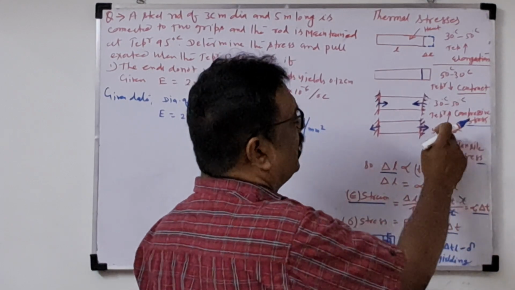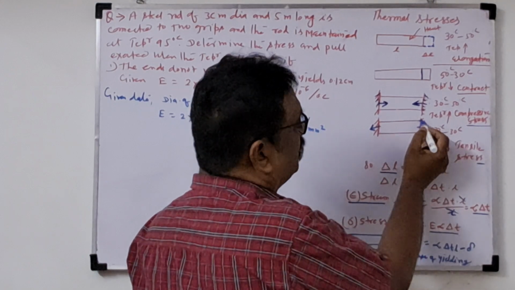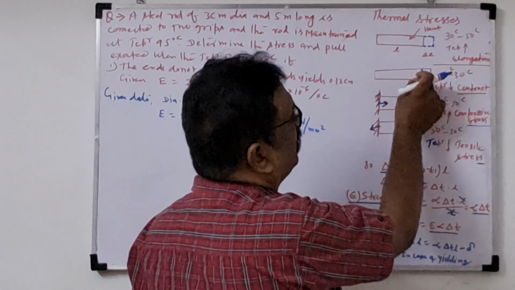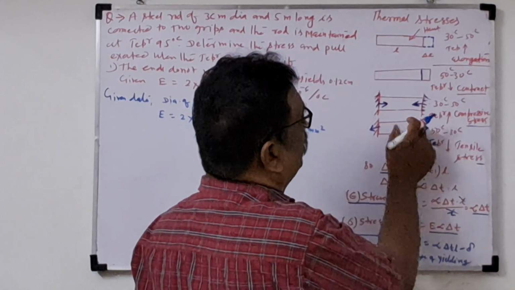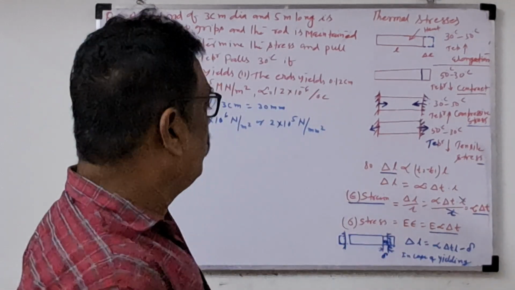But if the temperature again reduces from 50 to 30, that means this block wants to reach here because the contraction will come. So due to this, the body will develop tensile stress. So how to remember the formula? Mainly here.